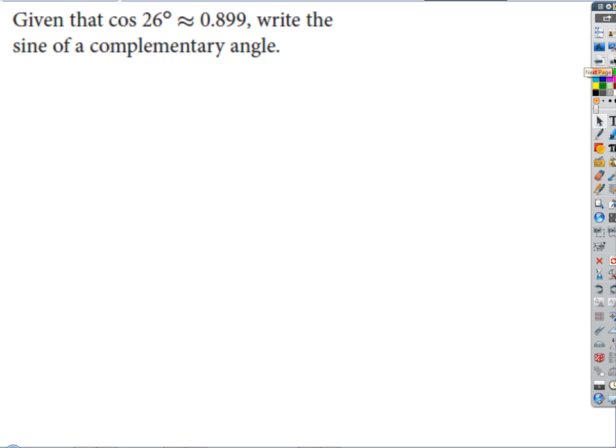So how about something like this? Now let's switch to sine and cosine stuff. So what if we know that the cosine of an angle is about 0.899, roughly. Write the sine of a complementary angle. Okay, so let's draw a triangle here, once again. Just a representative triangle, doesn't have to be exact. So they're telling us this is going to be maybe 26 degrees.